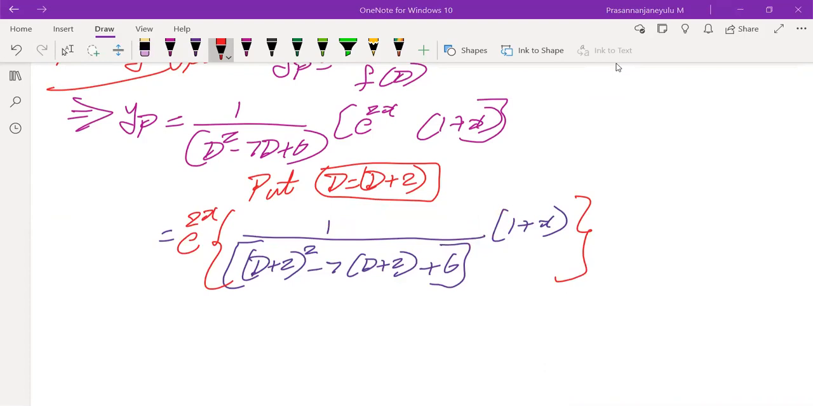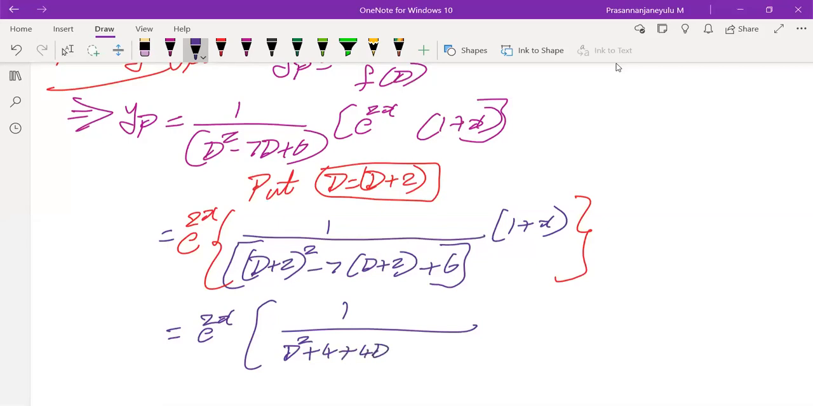Okay, now simplify the denominator part. e power 2x into 1 by, using the (a plus b) whole square formula: a square, that is d square, plus b square, 2 square is 4, plus 2ab, 2 into d into 2 is 4d. This is the first term of the denominator. Minus 7d, minus 7 twos are 14, plus 6. This everything is the denominator part, and 1 plus x is the numerator post factor only.